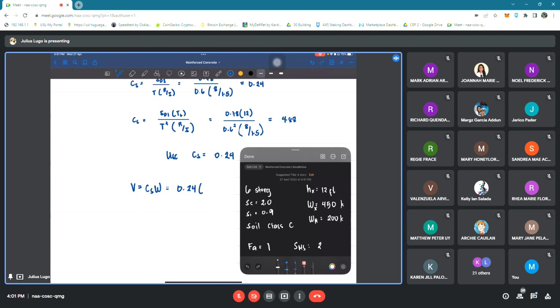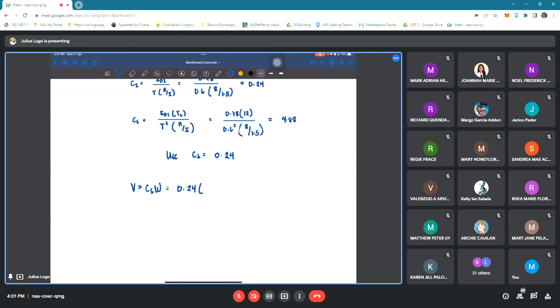So, in here, we use 0.24 multiplied by 450. Okay, 450 multiplied by how many floors? We're not going to include the base, guys. So we're only going to use 5 floors. Okay, 5 floors, plus 0.24 multiplied by the roof, 200 kilonewton. Okay, so what's the value of your V?